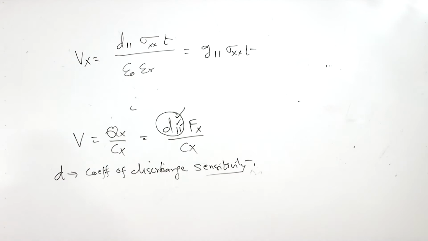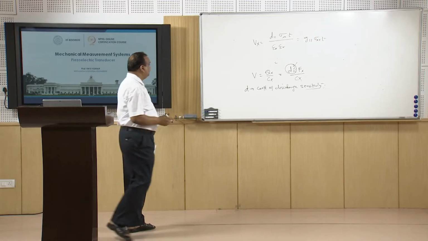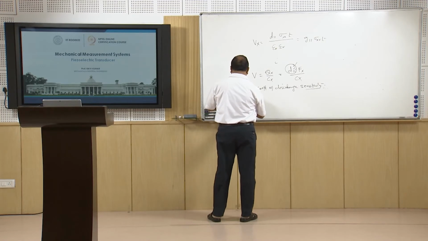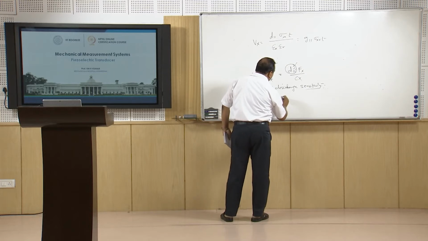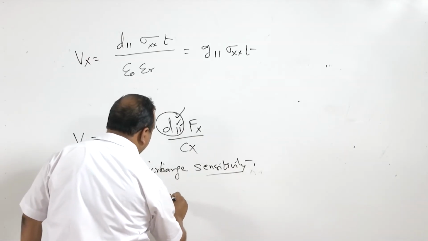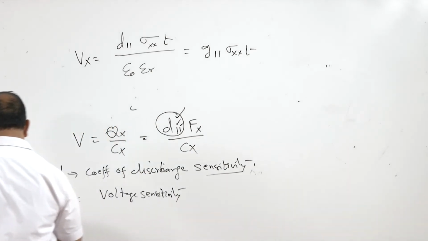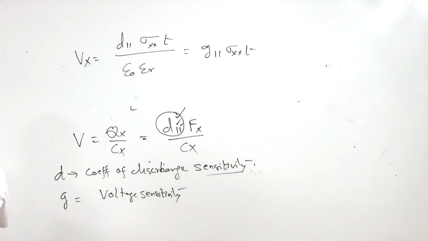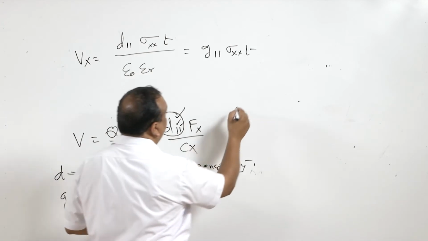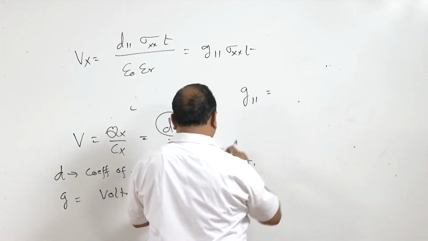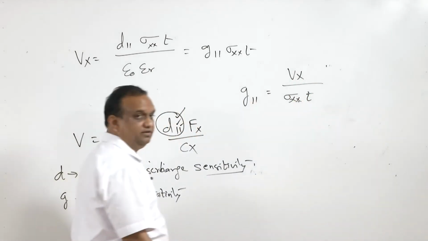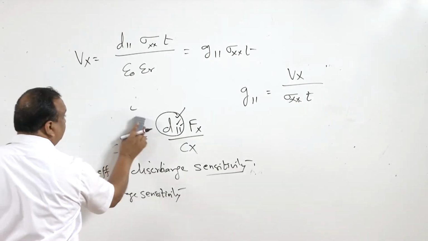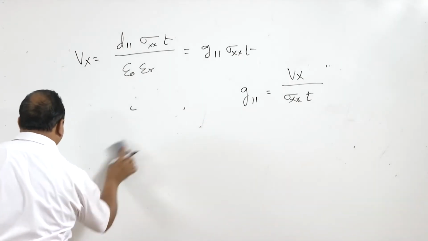Now, there is another term, G11. So, G is the voltage sensitivity, and G11 is equal to Vx by sigma xx T, right? And we are concerned with voltage sensitivity, right?